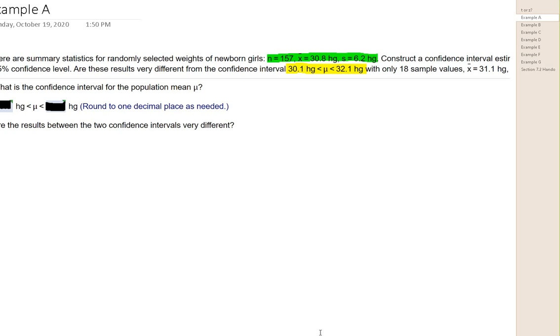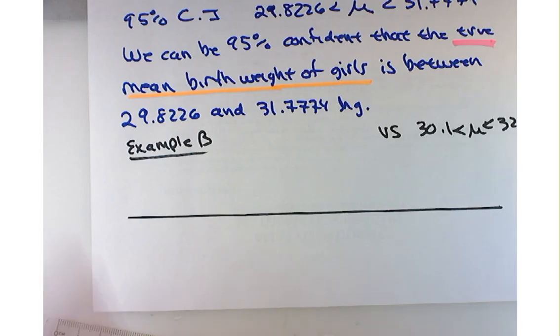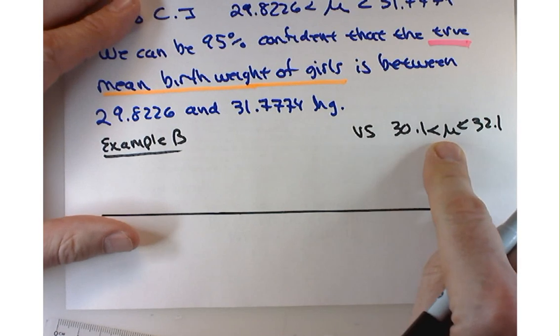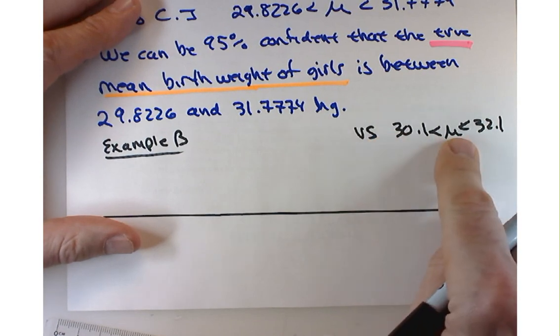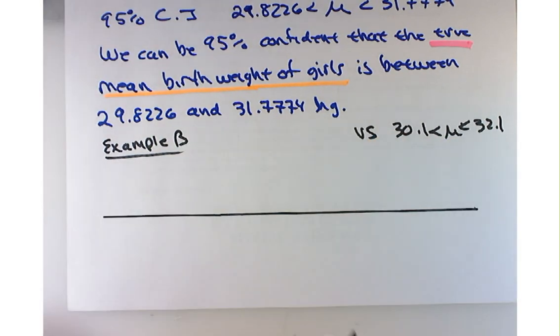Let's see. Versus 30.1, and I've got to copy this down first. Give me a second. 32.1. So, all right, we're going to compare this to this confidence interval and see what we see.